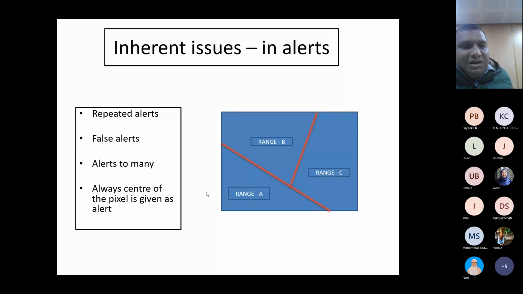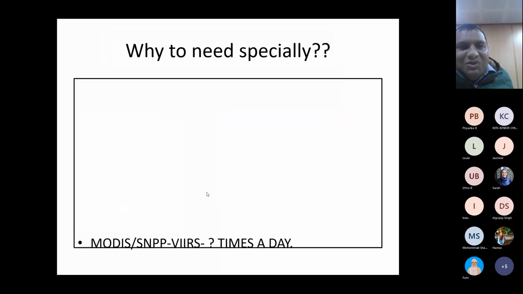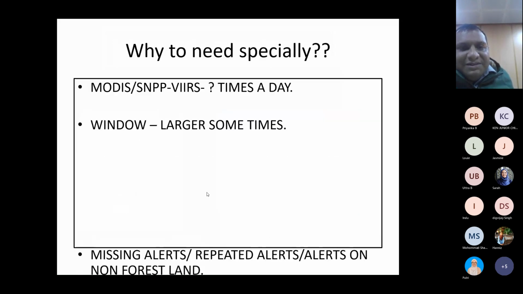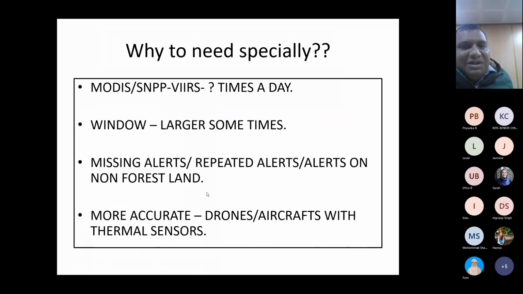So these are repeated alerts. This is more specific to India, so I just skip it. So this happens. Sometimes we miss the fire alerts. We miss some fires, and more accurate data is not obtained.